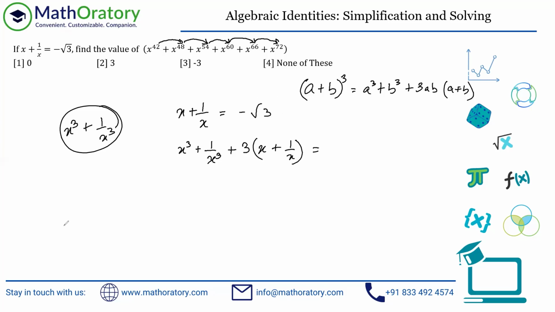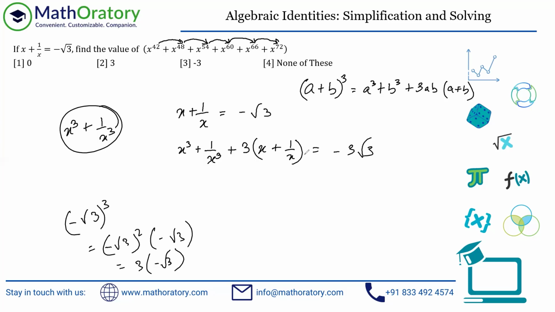And by the way, for those who are not very comfortable with cubing of these kind of things, it's simply square of this into the number itself. So square of this is 3 into minus root 3, so that is like minus 3 root 3. So this is what we have. And now the advantage, the reason I was telling to use this thing is again this minus root 3, right? So what you get is something like this, x cube plus 1 by x cube plus 3 into this, which is minus 3 root 3, is equal to minus 3 root 3.